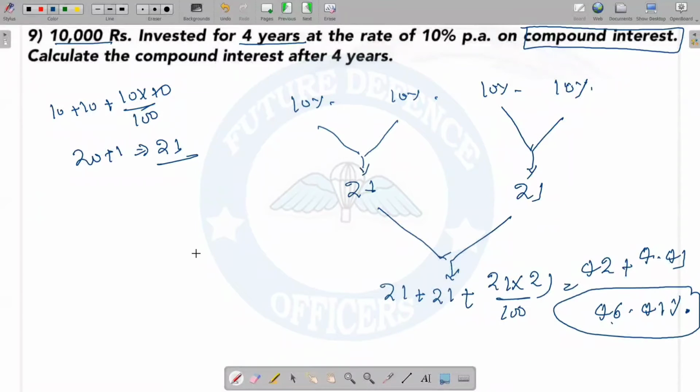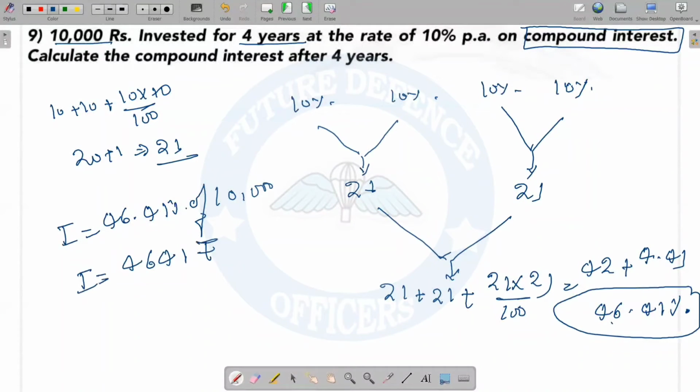So how much is the interest? Interest will be 46.41% of the money you invested. That is the 10,000 rupees. So here we are getting 4,641 rupees as the interest for this question.